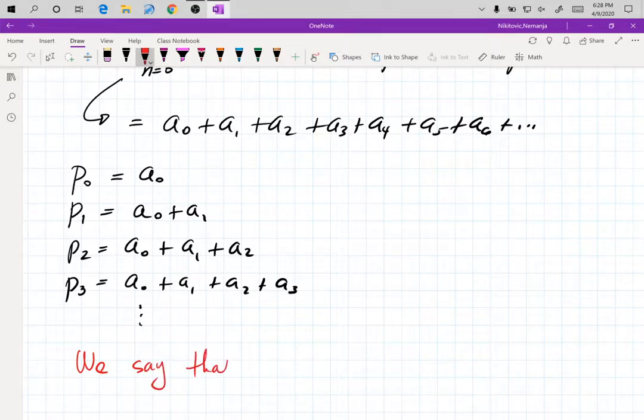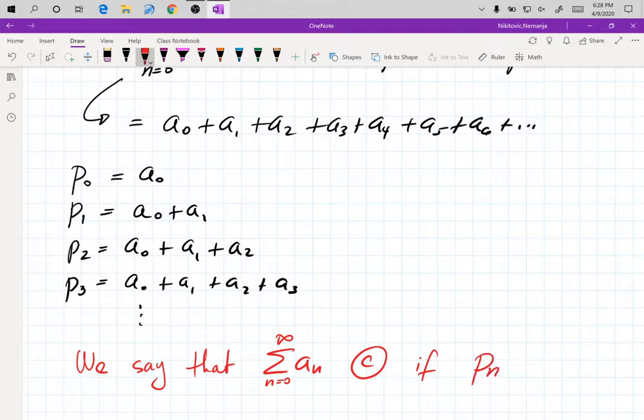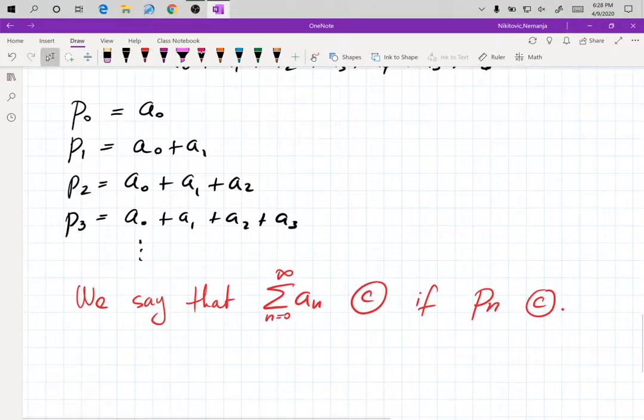So now we say that the series an, n goes from 0 to infinity, converges if Pn converges. Now we know how to test Pn, right? It's just a basic limit problem from our last lesson.